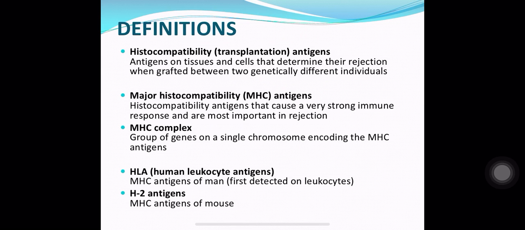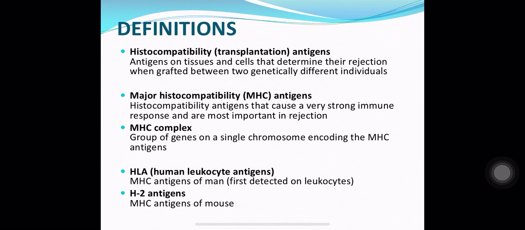Now, out of these histocompatibility antigens, those which are significantly important in determining acceptance or rejection are known as major histocompatibility antigens, or MHC in short. Histocompatibility antigens that cause a very strong immune response and are most important in rejection are the major histocompatibility antigens. Now, what is the MHC complex? A group of genes on a single chromosome encoding the MHC antigens is known as the MHC complex.